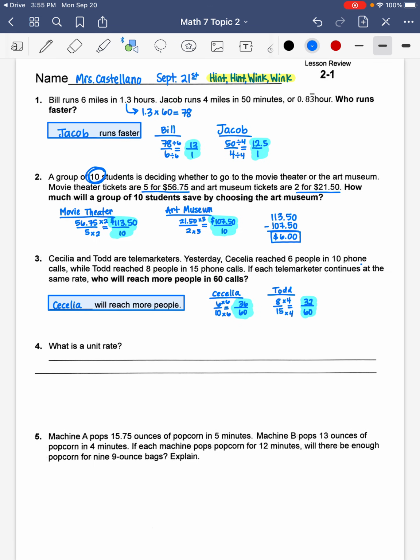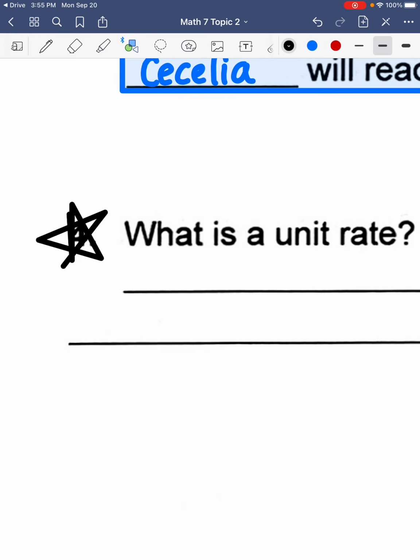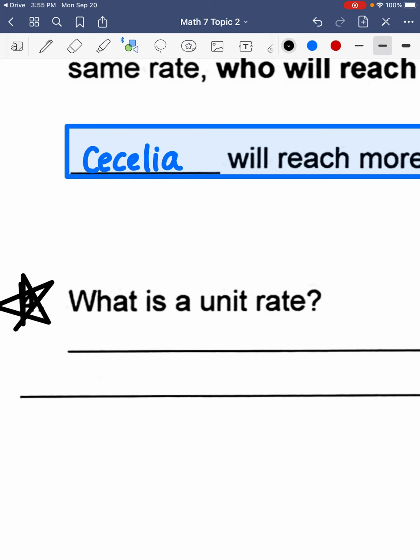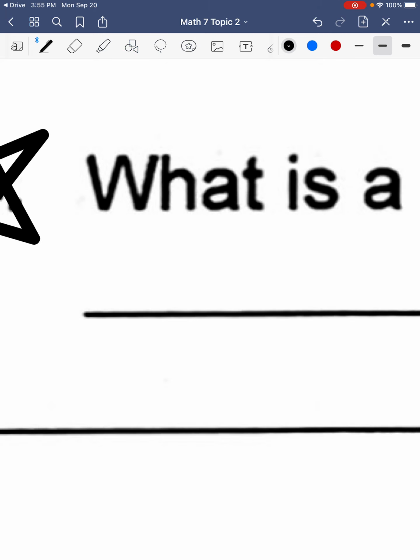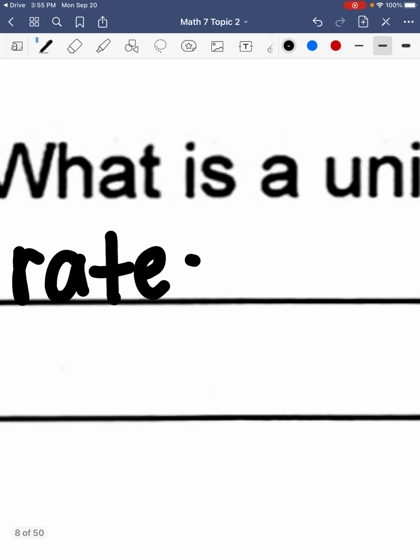Okay, moving on to number 4. What is a unit rate? And I actually want you to put a star next to this question because you definitely have one just like this on your little Savas quiz. So first of all, I want to talk about what is a rate. We didn't really talk about this yesterday, so I think this will help you understand unit rates better too.